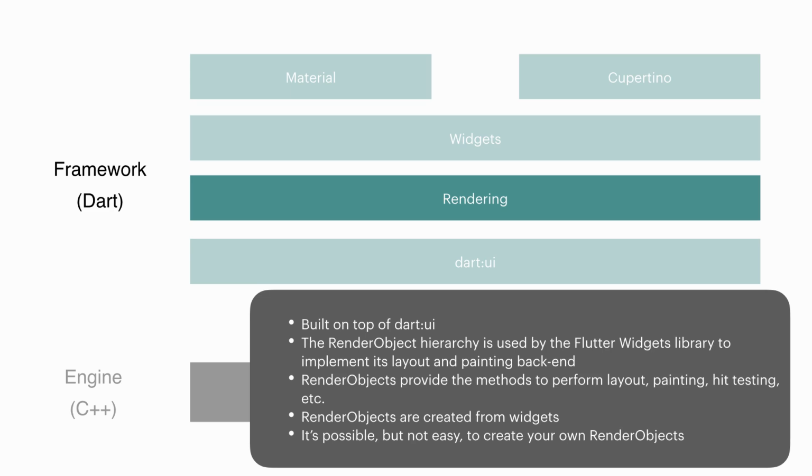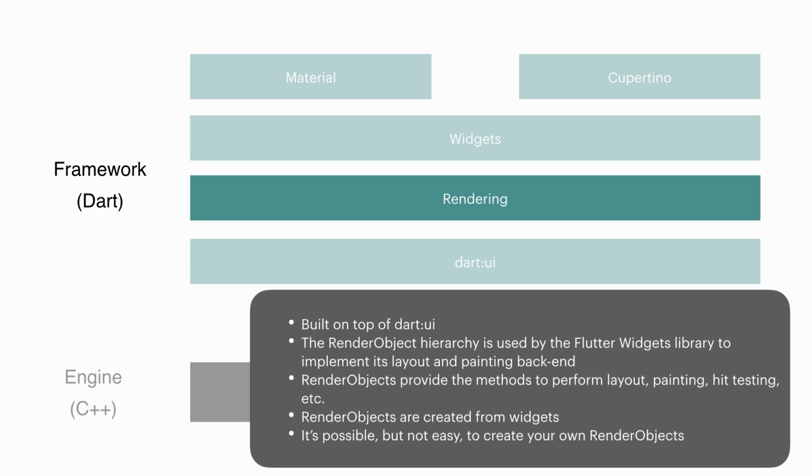The rendering library is built on top of the Dart UI library and is responsible for taking our widgets and figuring out how they should be laid out and painted to the screen. This layer makes use of render boxes and render objects, which provide the methods to perform layout, painting, and hit testing, as an example. So if you've never heard about render objects and render boxes, then don't worry, we will explore them a lot more in upcoming lectures. The main thing to understand is that they are responsible for the final rendering of our application.